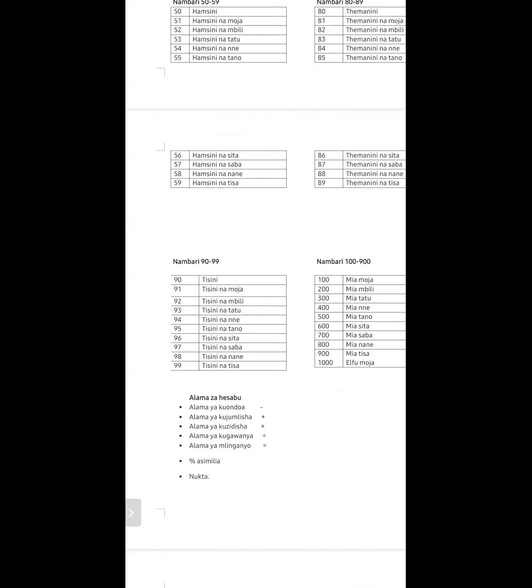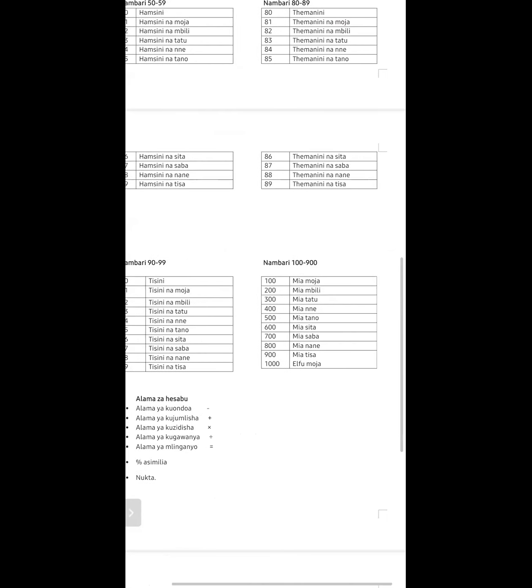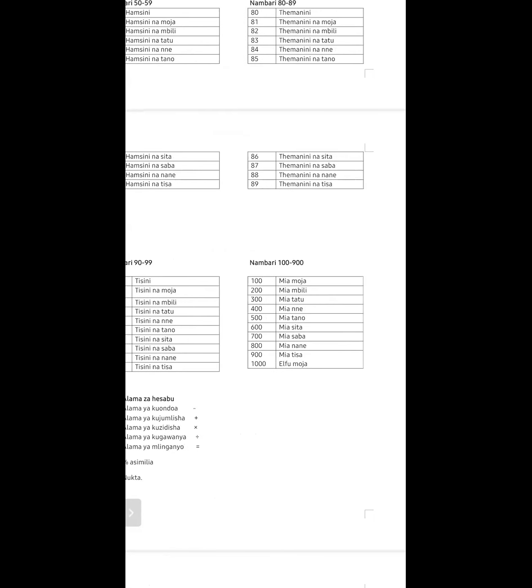And then we have 90, which is tisini. So tisini na moja, tisini na mbili, tisini na tatu, tisini na nne, tisini na tano, tisini na sita, tisini na saba, tisini na nane, and then tisini na tisa. That is 99. And then when you look at the other side, we have nambari mia moja hadi mia tisa.